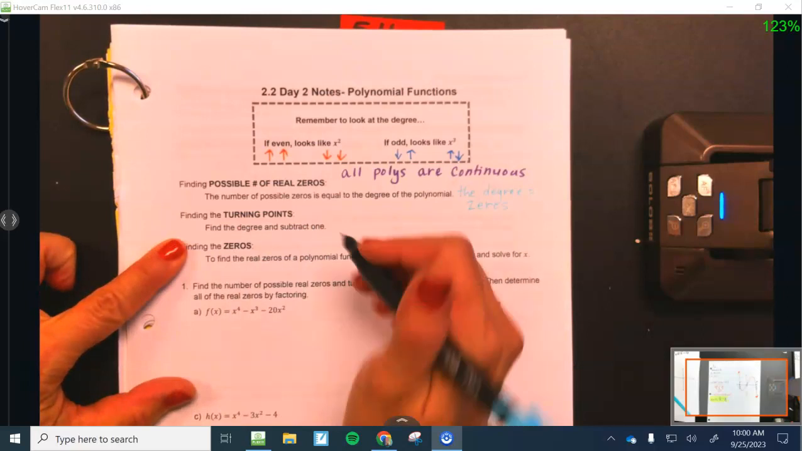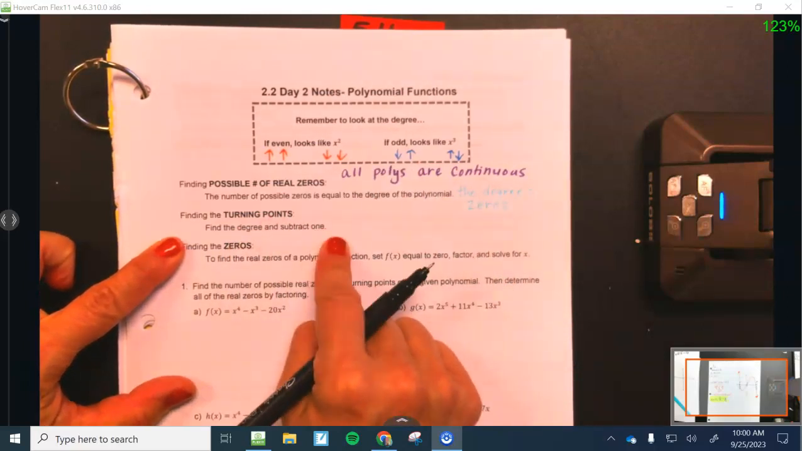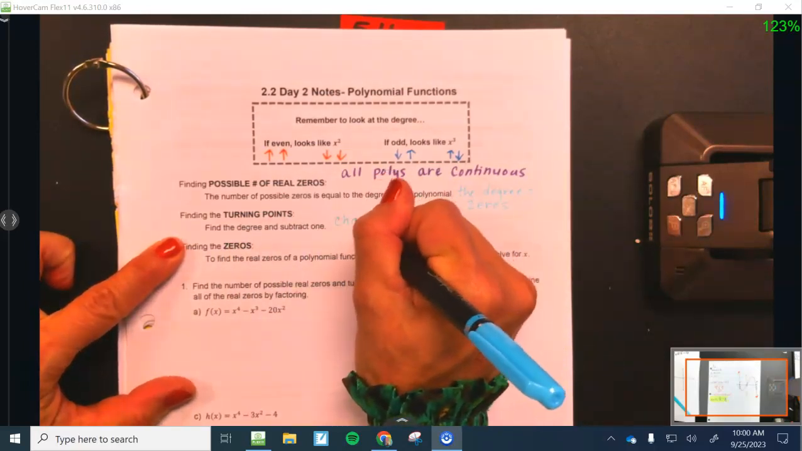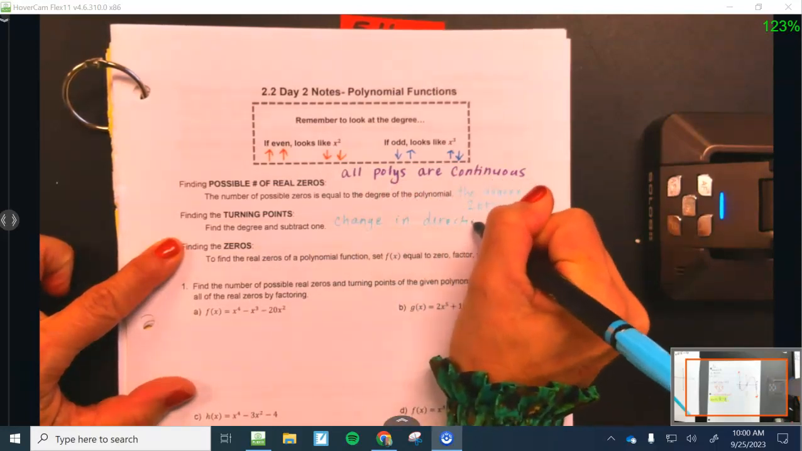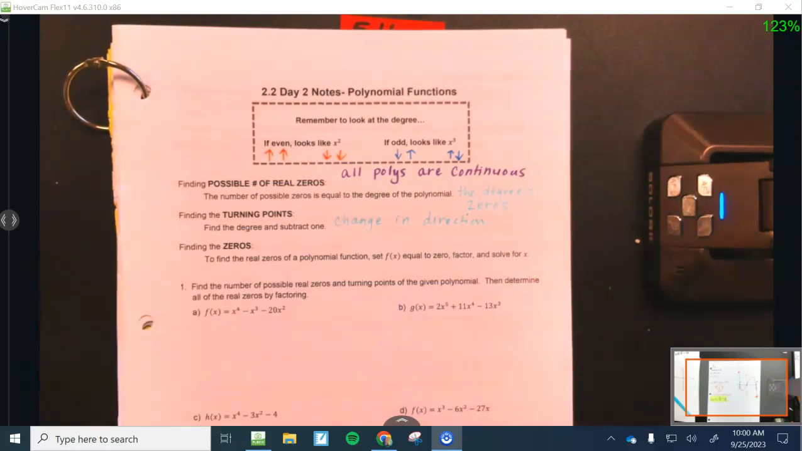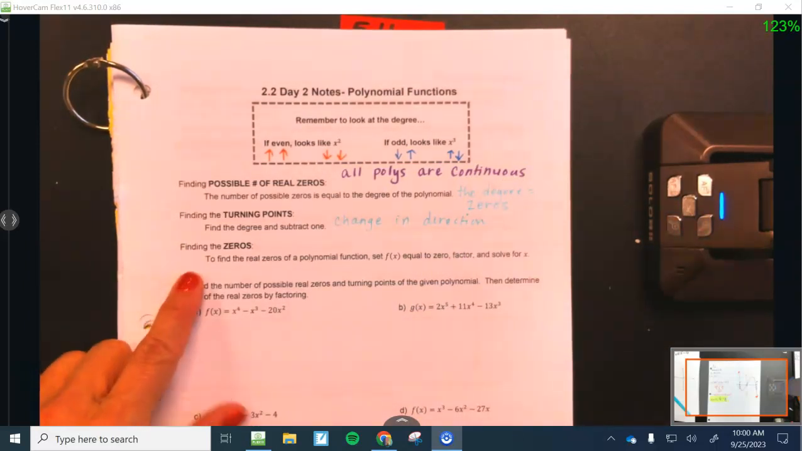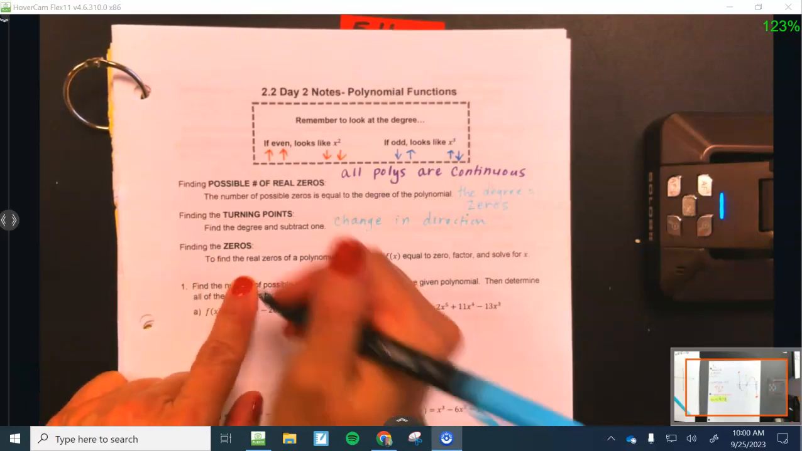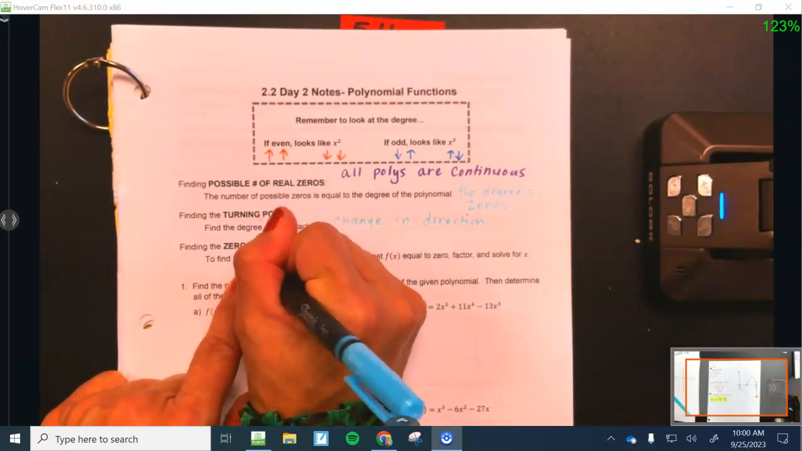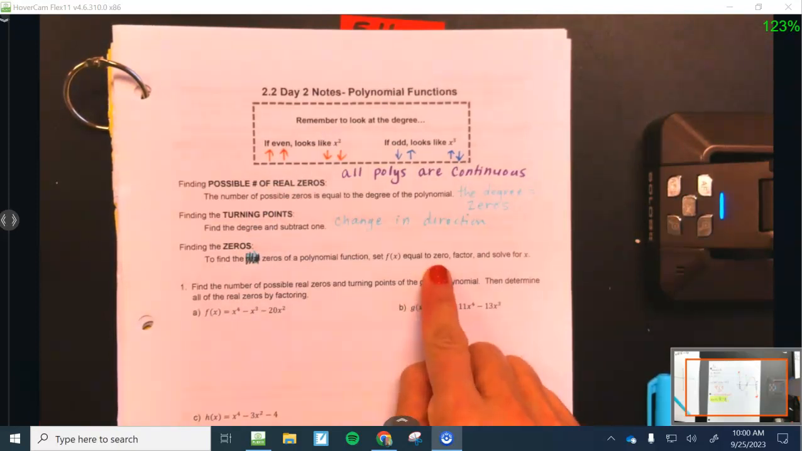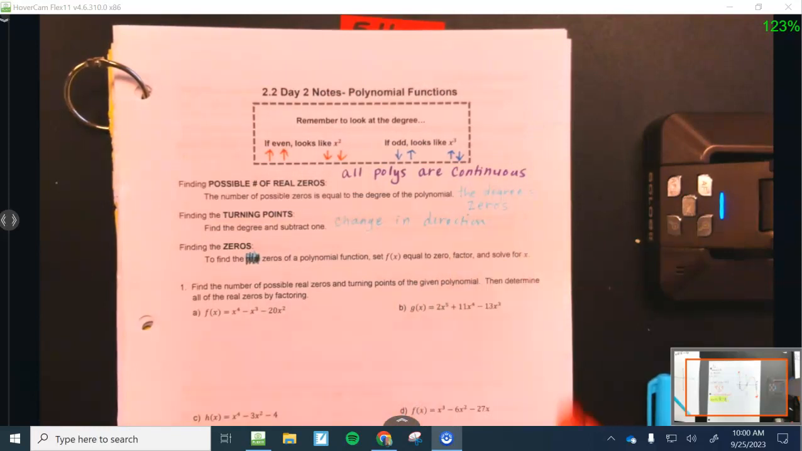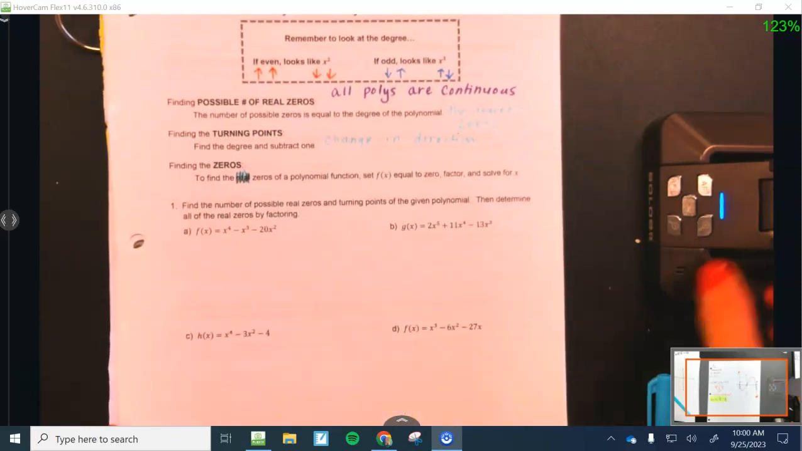We're going to find the turning points. The turning points are the degree minus 1. That's a change in direction, a change from increasing to decreasing or from decreasing to increasing. We're going to find the zeros. Y'all, I'm crossing out the word real because today we're finding all of them. You can handle it. To find the zeros of the function, we're going to set it equal to 0. We're going to factor and solve. All right, let's go ahead and get started.